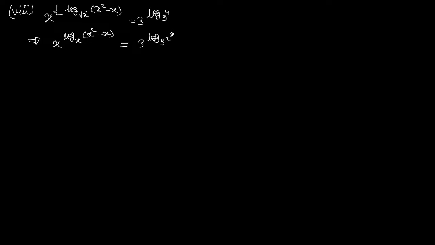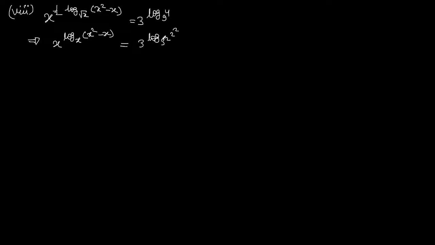First I will write the question, okay. Log root x square minus x equal to 3 to the power log 4 base 9. So from root x we will get 1 by 2 at the bottom. 1 by 2, 1 by 2 will get cancelled. We are simply left with log base x square minus x equal to 3 to the power log 3 square 2 square.